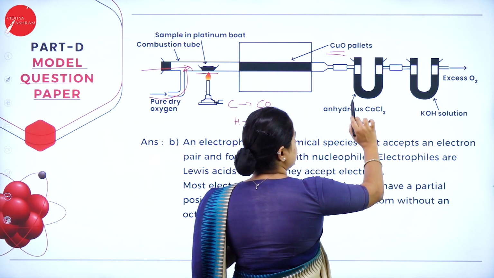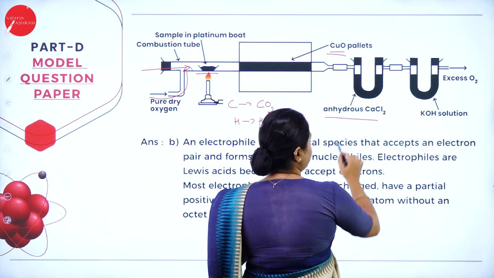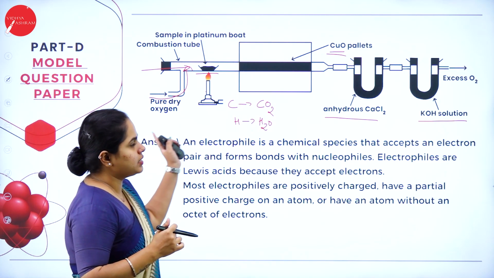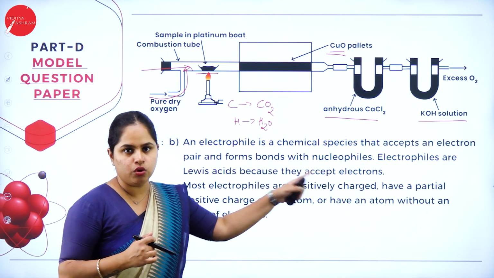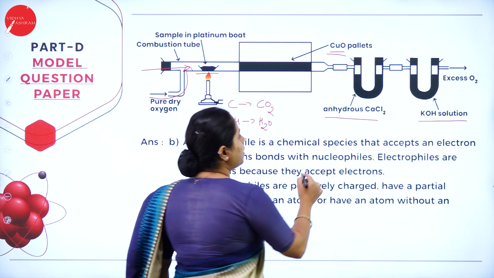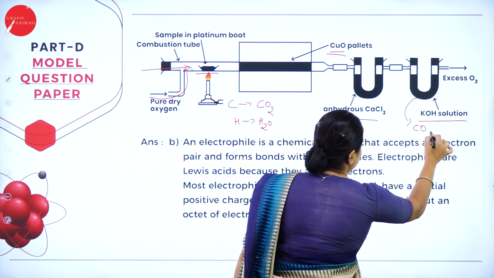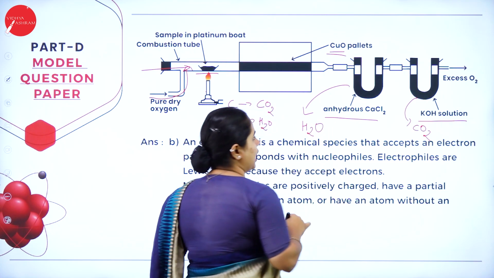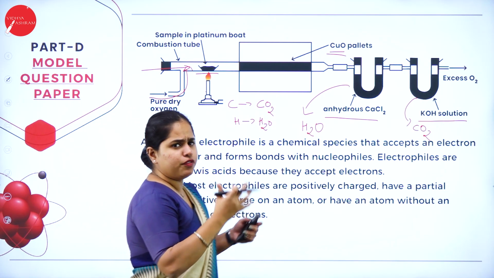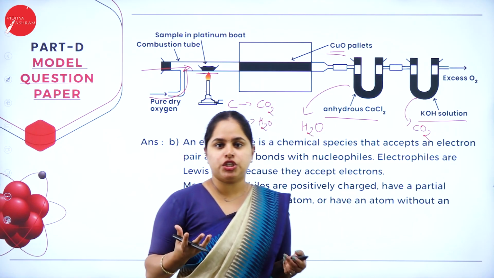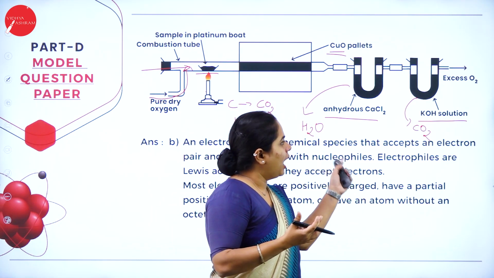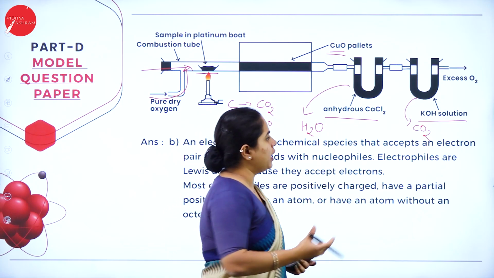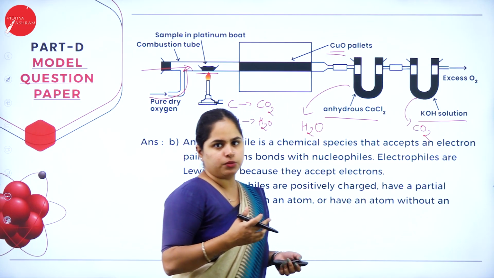You have two U tubes which are present here. Anhydrous calcium chloride will be present in one U tube and in another U tube you have potassium hydroxide. So what happens as the carbon dioxide and water is passing through this tunnel and it reaches the U tube, the carbon dioxide will be absorbed by the potassium hydroxide solution and the water will be absorbed by the anhydrous calcium chloride.